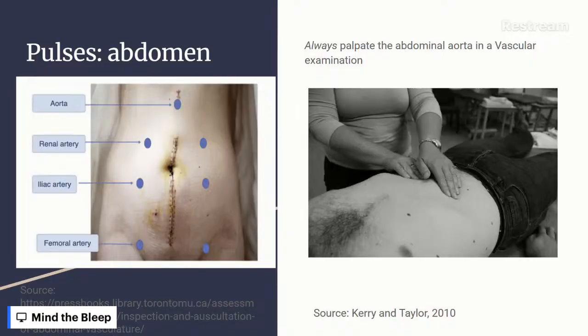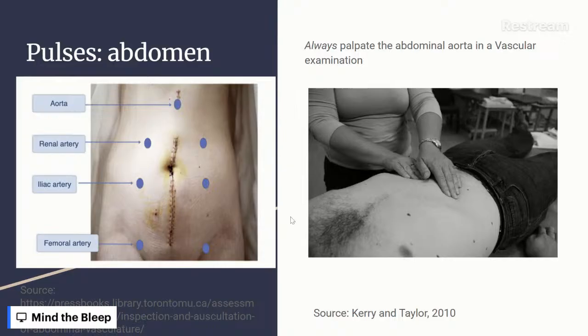So the pulse is very important in any vascular exam. Palpate for the abdominal aorta, or at least say that you would be feeling for the abdominal aorta. So here we've got a nice diagram of the surface anatomy of where different abdominal arteries will be found, and then you can also see where we would palpate for the femoral artery.